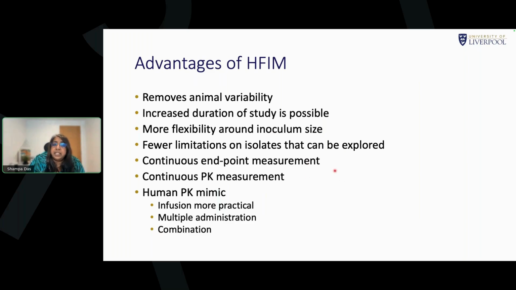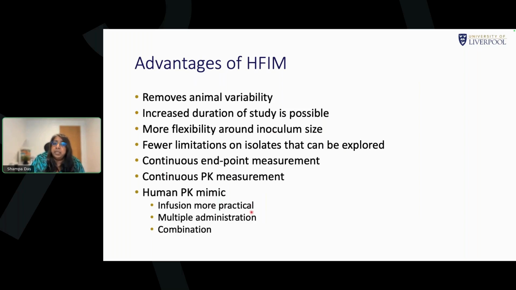We have the advantage here of continuous endpoint measurement. So a lot of the times when we're doing our animal models, we're tending to look at bacterial reduction at a single time point at the end of the experiment. So for example, 24-hour models is what we typically use. So we're just looking at the 24-hour endpoint, although there are different designs as well, but they use more animals. So here we can look at the change in bacterial reduction over time. And with that, we can also measure PK. So you're getting your PK not only from within the experiment, but also continuous throughout the study.